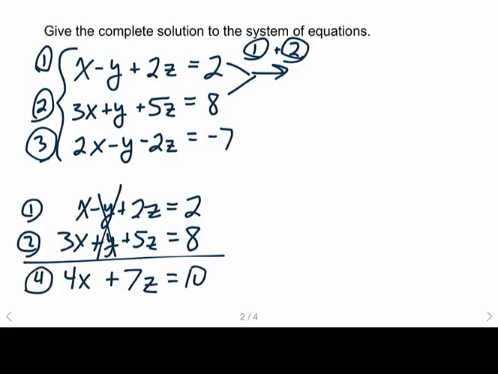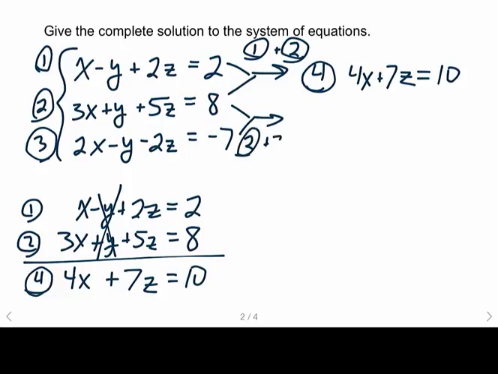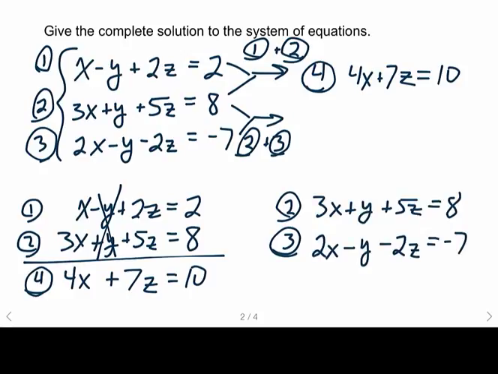I'm going to call it equation number 4, and now I'm going to use equations 2 and 3 to again eliminate the y's. So as before, I'm going to rewrite equation 2 and equation 3. I don't have to multiply by any coefficients because the coefficients of y as they sit are 1 and negative 1. But if I had to multiply, I would, as with 2 by 2 systems and using elimination. Let me rewrite these equations here. And I'm adding together 3x plus y plus 5z equals 8, and 2x minus y minus 2z equals negative 7.